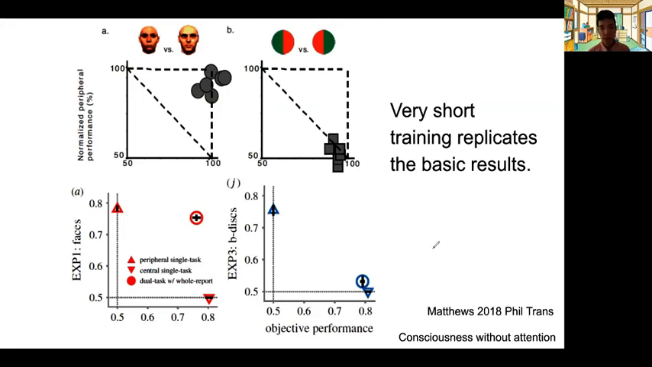However, when Julian did the experiment with a very short training, just 15 minutes, we basically replicated this result. For the faces, we see the trade-off to be almost 0, right? The trade-off line is this diagonal. On the other hand, the disk task is almost diagonal. It again replicated that the disk or center task can be performed, but not at the same time. So that's the first replication.